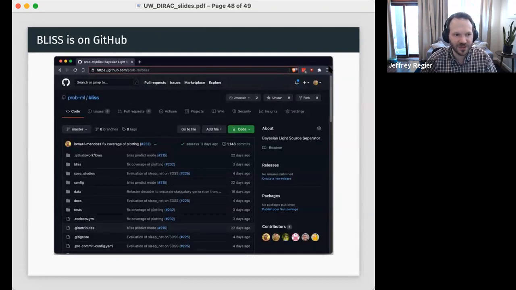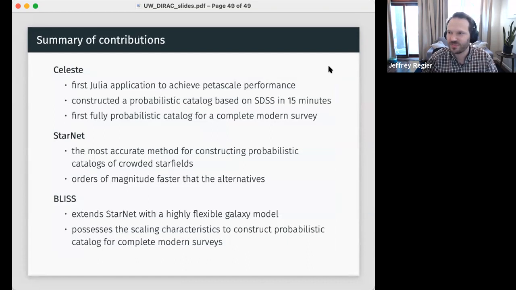Bliss is being actively developed on GitHub out in the public. So you're welcome to try out our software or to get involved. And I think that's most of what I wanted to say about Bliss.